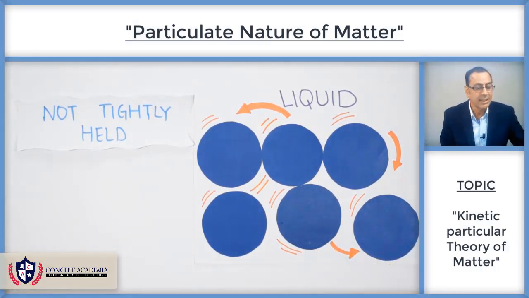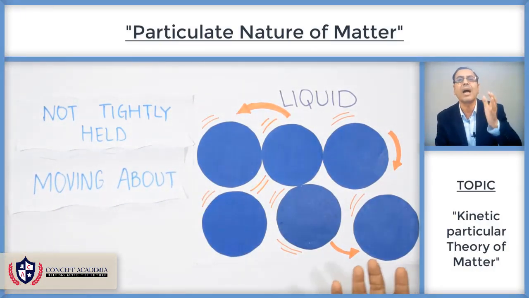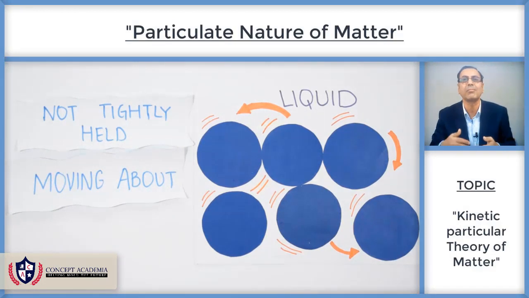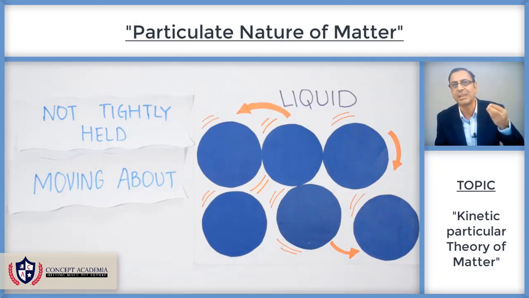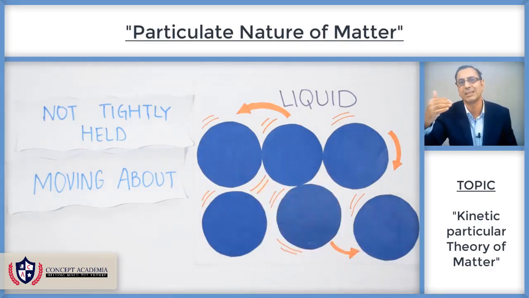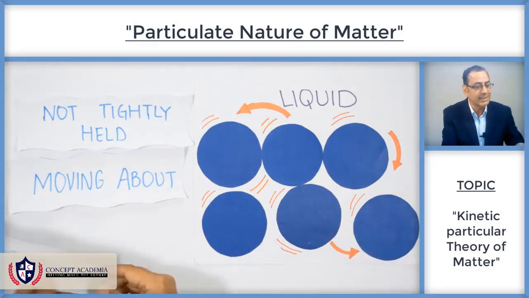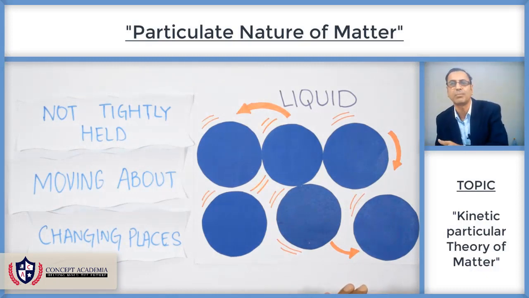And next, they can move about; they can slide past one another. There can be motion. They can move from one point to another point. So there can be a sliding past over one another, a slight motion. You can see they can move from one point to another slowly and gradually. So, of course, they can change their place.